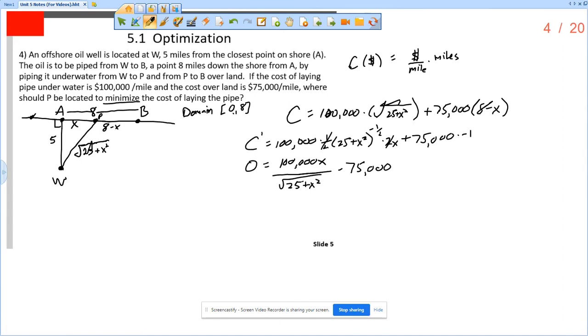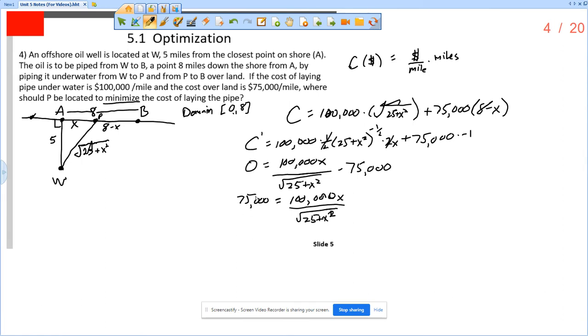All right, so now we want to solve. So I'm going to add 75,000. So 75,000 equals 100,000 x, missing a 0 there, divided by the square root of 25 plus x squared. All right, so now we're going to multiply by the square root of 25 plus x squared.